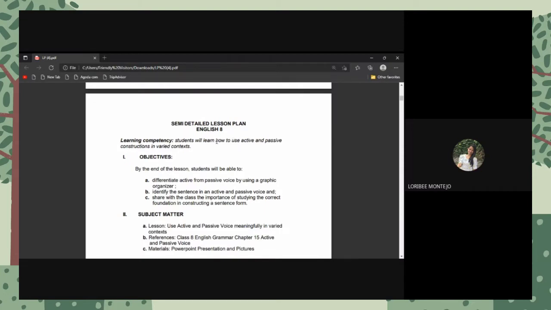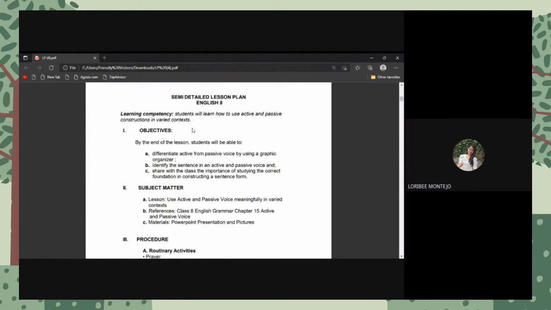So now I will be presenting our first lesson plan for day 1. So here it is. For the day 1 lesson plan, our learning competency is that students will learn how to use active and passive constructions in varied contexts. So let's proceed to the objectives.